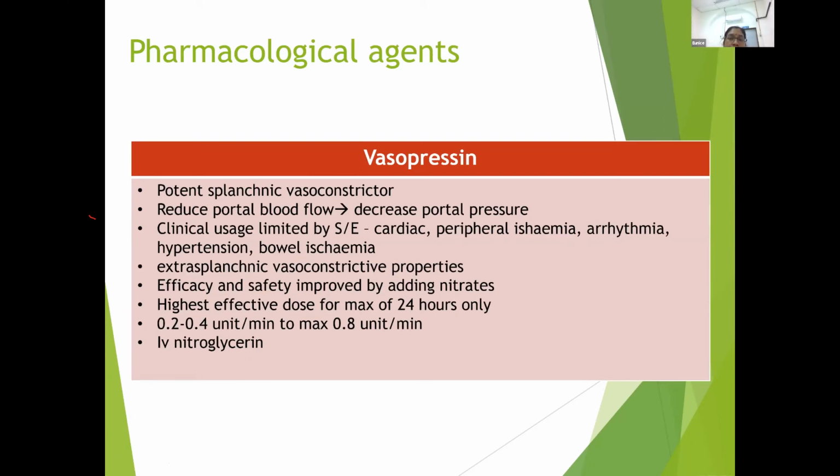Okay, a little bit on vasopressin. It's a potent splanchnic vasoconstrictor. It reduces the portal blood flow and decreases the portal pressure, but the clinical usage of vasopressin is limited because it has extrasplanchnic vasoconstrictive properties, where it can cause cardiac or peripheral ischemia, arrhythmias, hypertension, as well as bowel ischemia. So the efficacy and safety are improved by adding nitrates. Okay, we can start with 0.2 to 0.4 unit per minute to a maximum of 0.8 unit per minute with IV nitroglycerin.